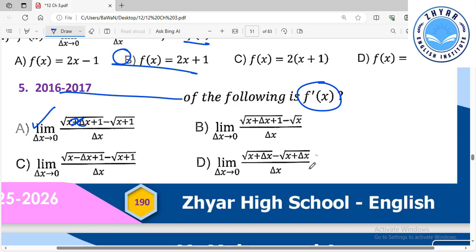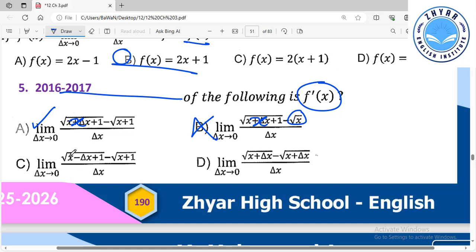Let's analyze the others, why they're not true. Here, there is x plus 1, while this is only radical x. That's not okay. The function, after I replace x plus delta x with a large X, should be equal to this function after the minus. In part B, they are not equal. That's not right.